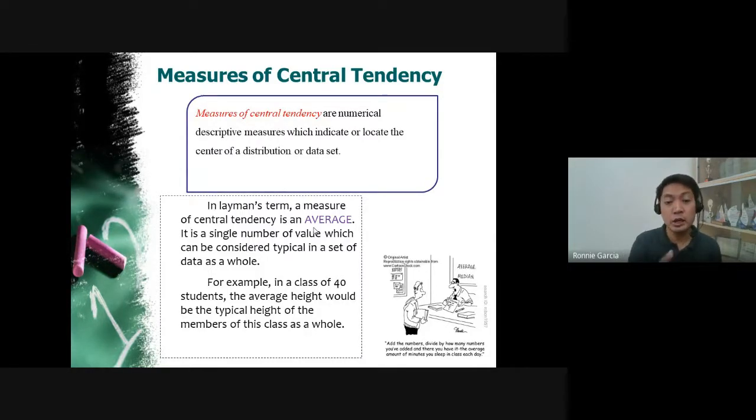It is a single number or value which can be considered typical in a set of data as a whole. So another example given here is in a class of 40 students, the average height would be the typical height of the members of this class as a whole. So for example, sa class ninyo may mga matatangkad, may katamtaman lang, meron ring mga masyadong below the usual, siguro 4 and below. So if there is only one description para sa lahat na height ninyo, then we will get the central tendency. Nasabtan ba ang central tendency? That is the meaning of central tendency.